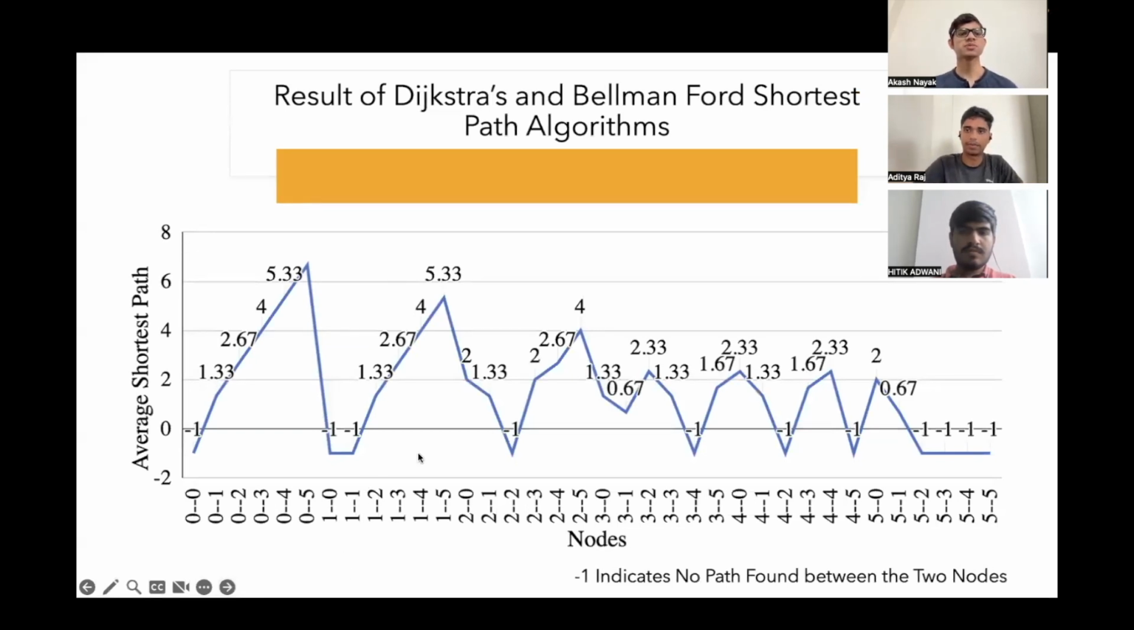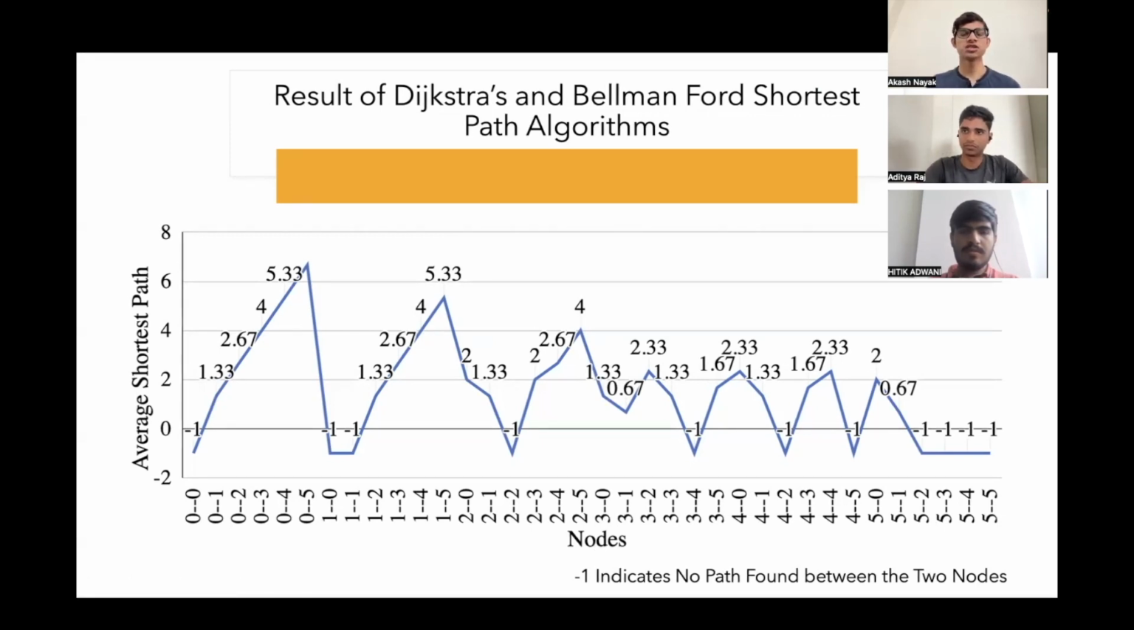So coming to the shortest path algorithms, we have used Dijkstra's and Bellman-Ford algorithms for finding the shortest path. Here in this graph, you can see the average shortest path. Here, average shortest path means the average shortest path between every particular node. Suppose you are selecting a node, 0 is the source and 1 is the target. So we are comparing this same pair of nodes in all the three graphs, that is, all the three transportation networks, and finding the average.